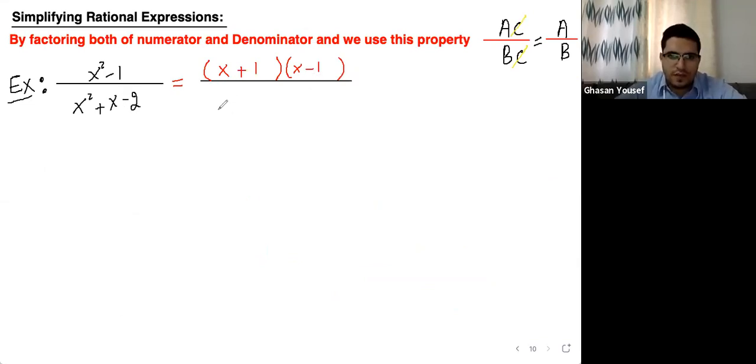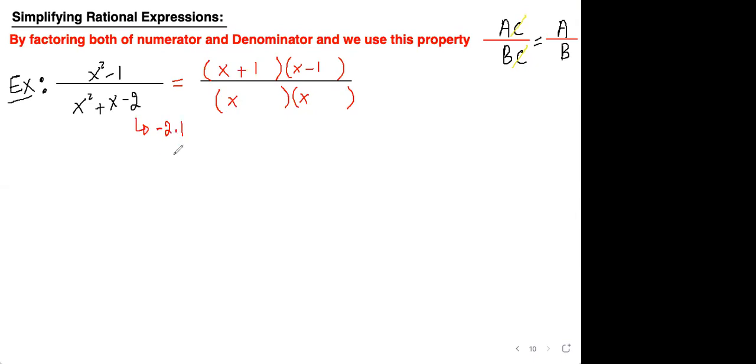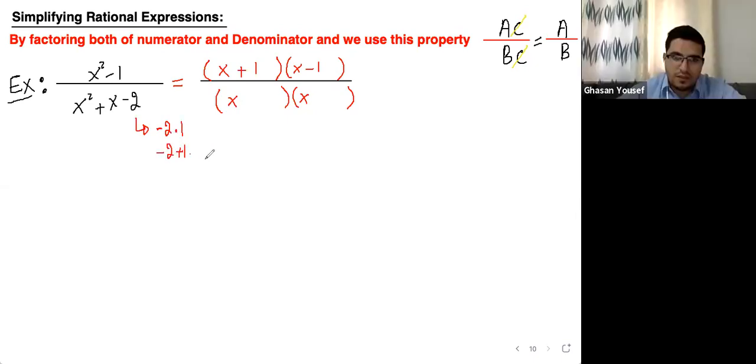Now for the second one, this is a trinomial, as we learned in the previous section. What's the factoring for this one? Here we have minus 2. We have to factor the minus 2. So give me two numbers whose multiplication gives minus 2. Someone said minus 2 times 1. Let me try: minus 2 plus 1 gives me minus 1, and this will not work because in the middle we have plus 1.